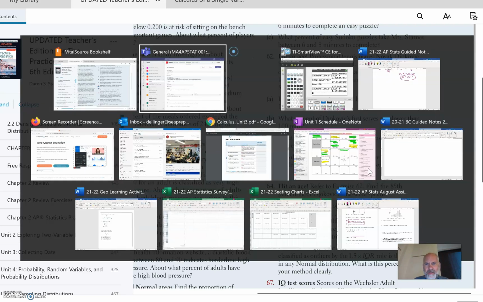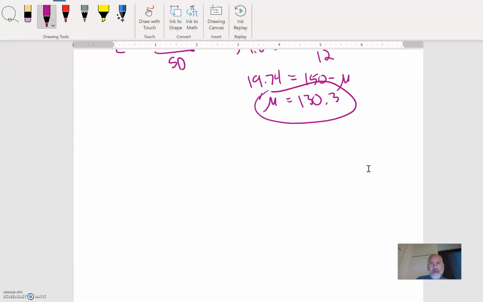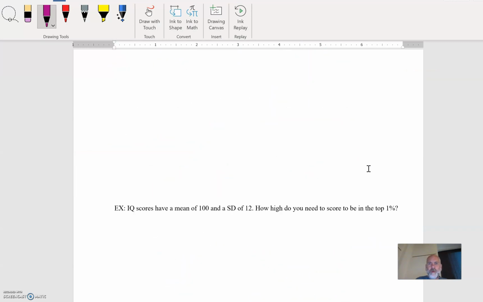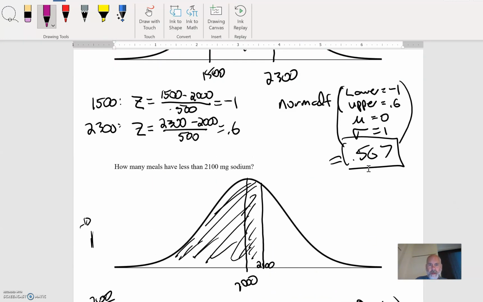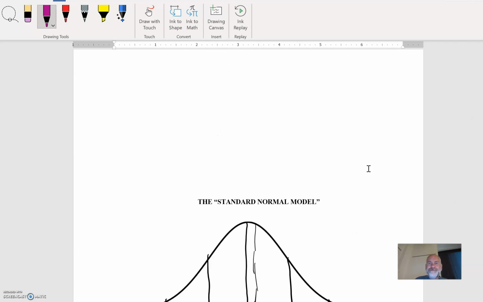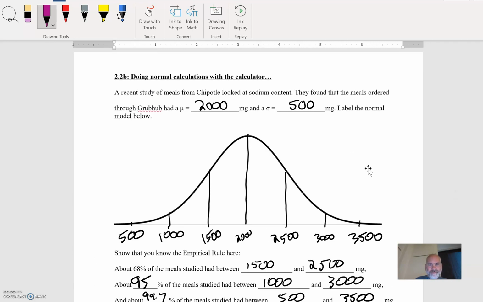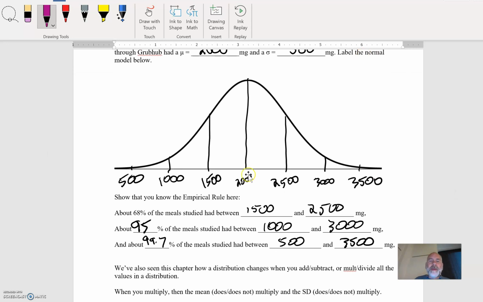Why don't I just, for the last couple minutes here, remind you on the flow chart what we're talking about. In a normal model, sometimes you're right on the values. I could say how many people order a Chipotle meal. I love Chipotle. Chipotle's great. Below 1,500 milligrams of sodium.